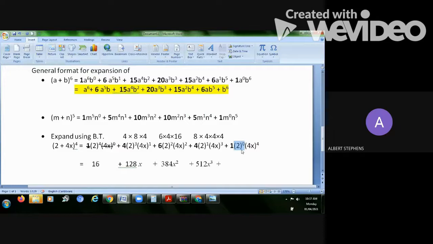2 to the 0th power is equal to what? 1. Right. So it means all of this disappears. You can't use back the 2 again. Remember that any number raised to the power of 0 is always 1.